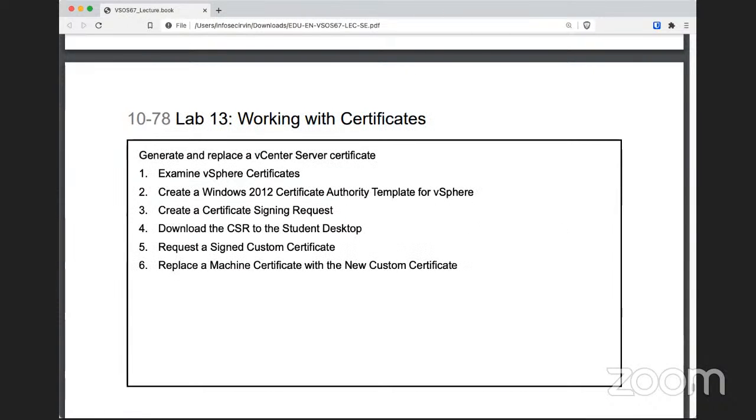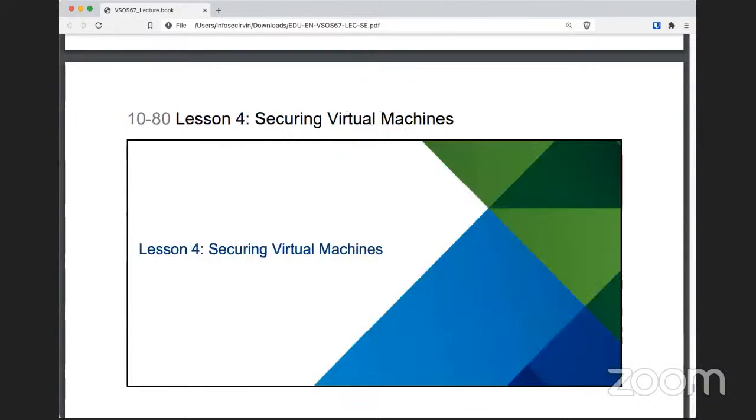And you will have a lab on this. Lesson number 4, securing the virtual machines.